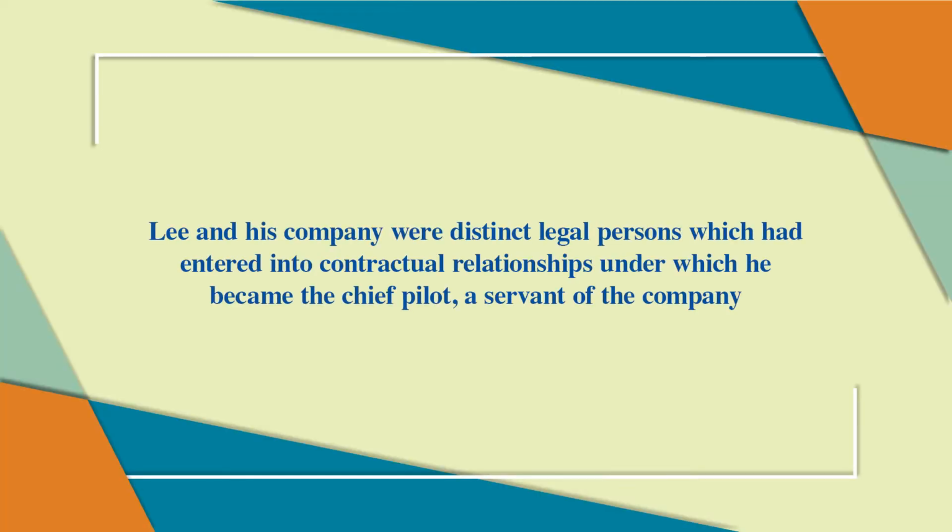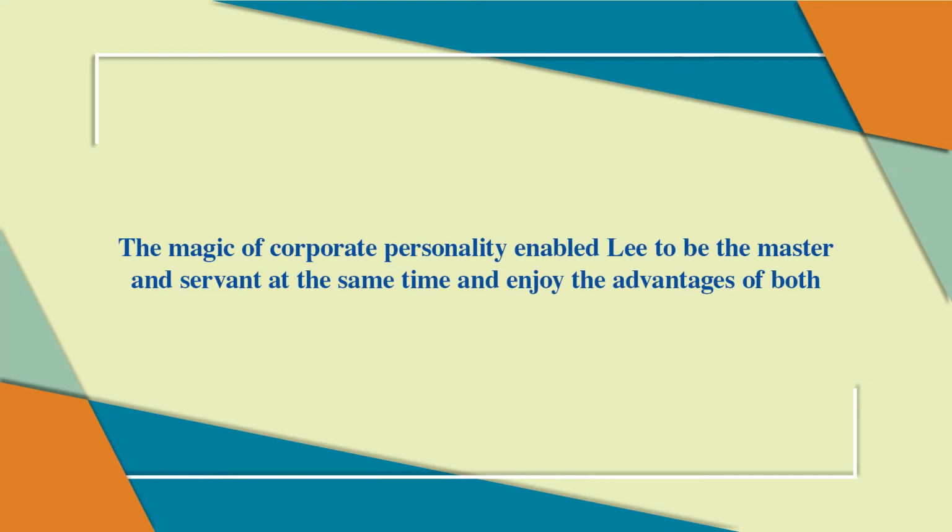that Lee was not a worker, as the same person could not be the employer and the employee at the same time. The Privy Council held that Lee and his company were distinct legal persons who had entered into contractual relationships under which he became the chief pilot, a servant of the company. In his capacity as managing director, he could, on behalf of the company, give himself orders in his other capacity of a pilot, and the relationship between himself as the pilot and the company was that of a master and a servant. Lee was a separate person from the company he had formed, and his widow was held entitled to get the compensation. In effect, the magic of corporate personality enabled Lee to be the master and the servant at the same time and enjoy the advantages of both.